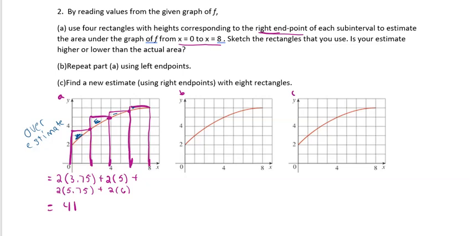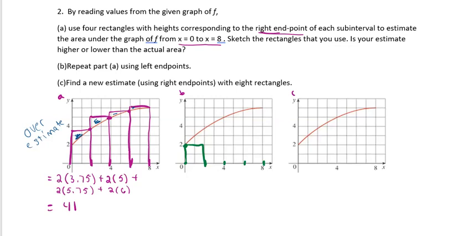Let's try part B. Part B says repeat part A using left endpoints. So now when we look at our intervals, from 0 to 2, 2 to 4, 4 to 6, 6 to 8, we're going to use the left side of the interval. The left side of my interval from 0 to 2 is 0. So if I draw it up to where I hit the graph, it looks like right here, and make our rectangle.